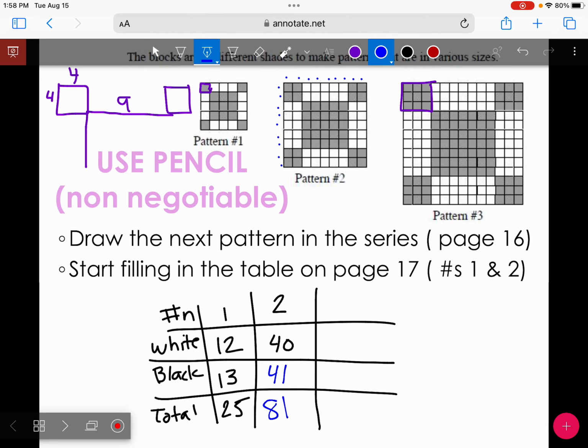So notice this is 9 by 9. This one was 1, 2, 3, 4, 5 by 1, 2, 3, 4, 5. So we can see that it was 25. It's an easy way to check that.